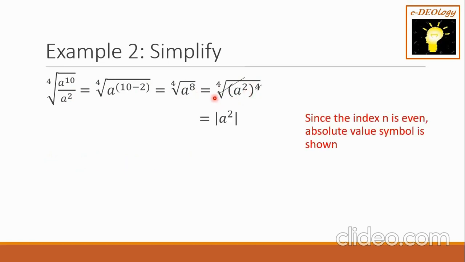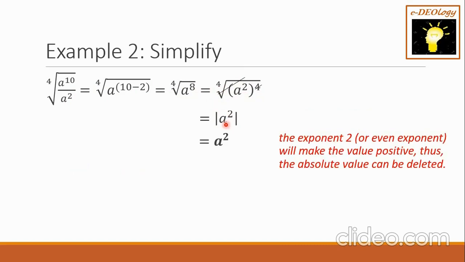So now we can cancel the radical with that index 4 along with that power 4. And the answer is this a squared with the absolute value symbol. That exponent 2 will make the value always positive, so we can simply delete that absolute value symbol. So the final answer is a squared.